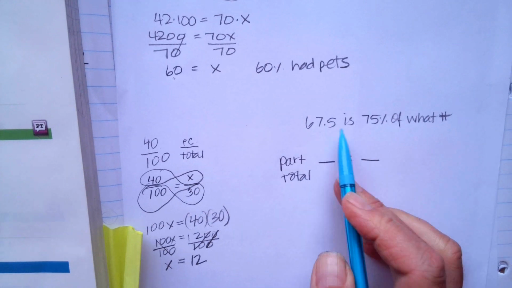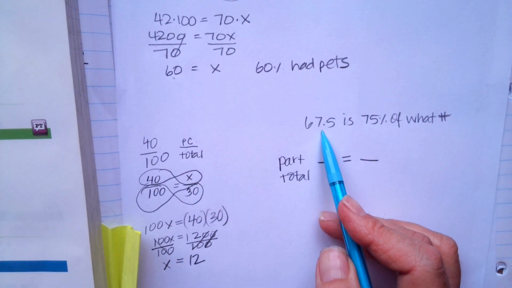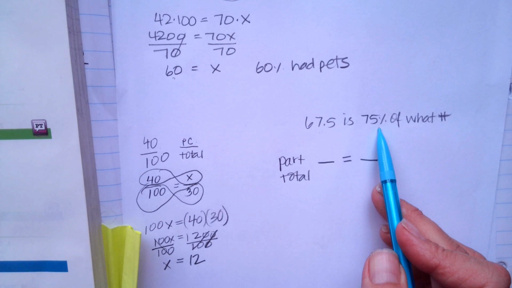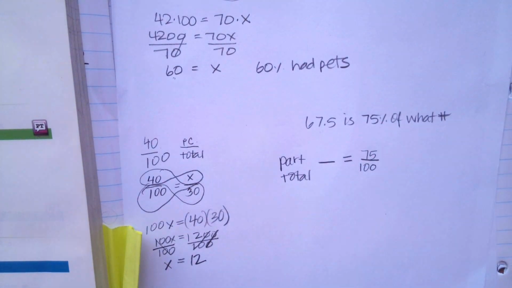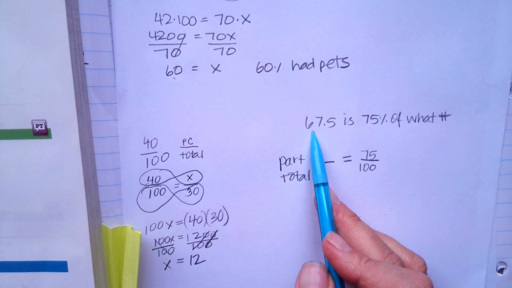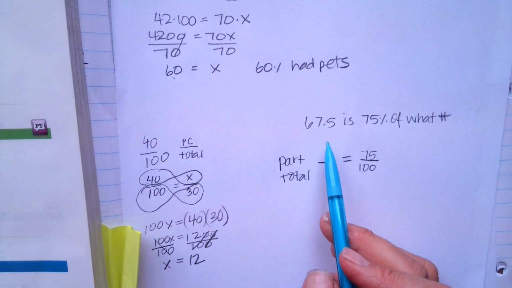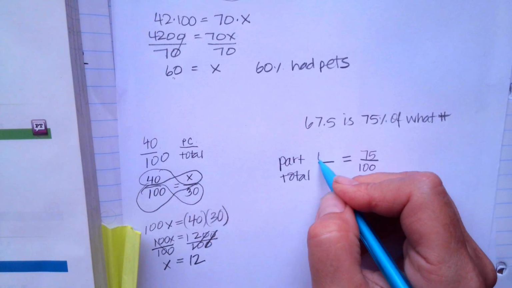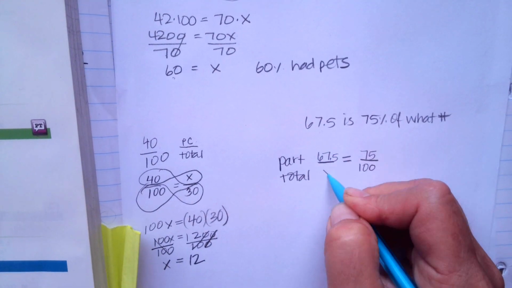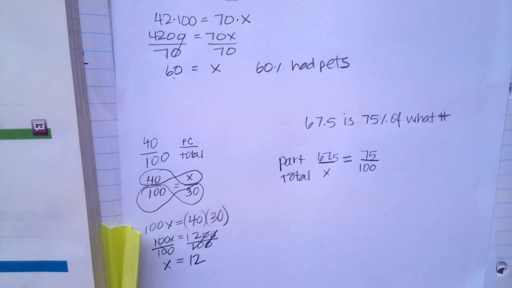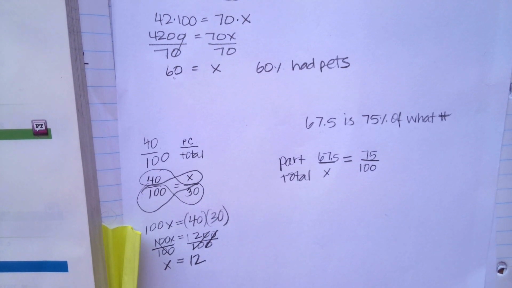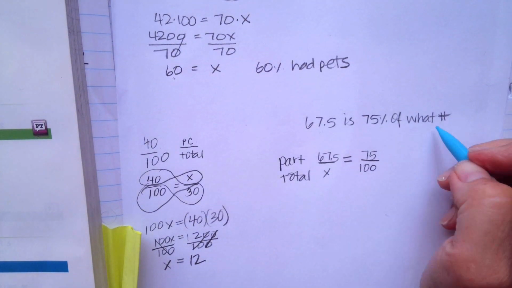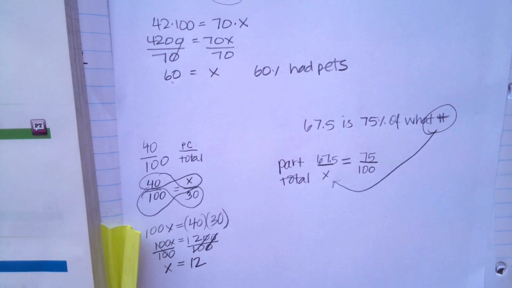So they're giving us 67.5. Is that the part or the total? And then 75% is always going to be shown like that. So now we just have to figure out, is 67.5 the part or the total? So we're going to do 67.5 and then over what is the total of, because they're asking is 75% of what number. So the what number is the total.